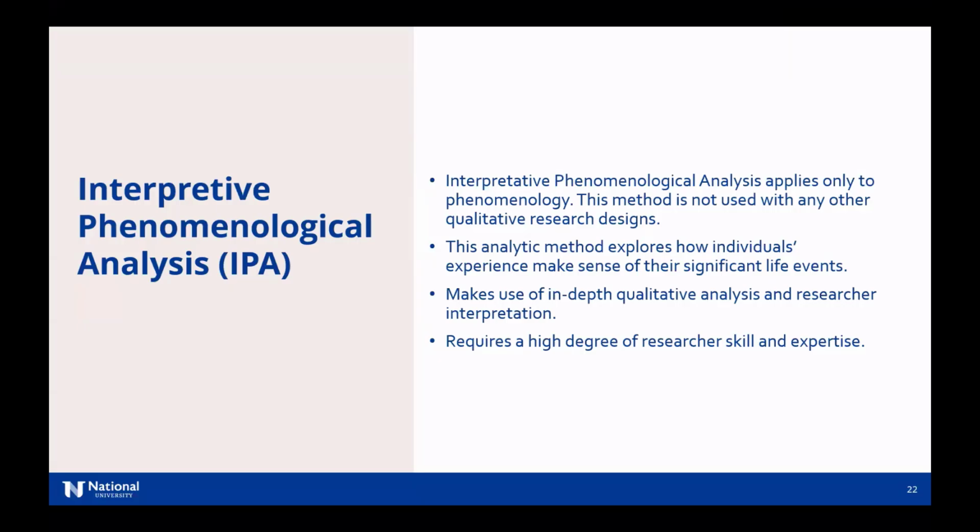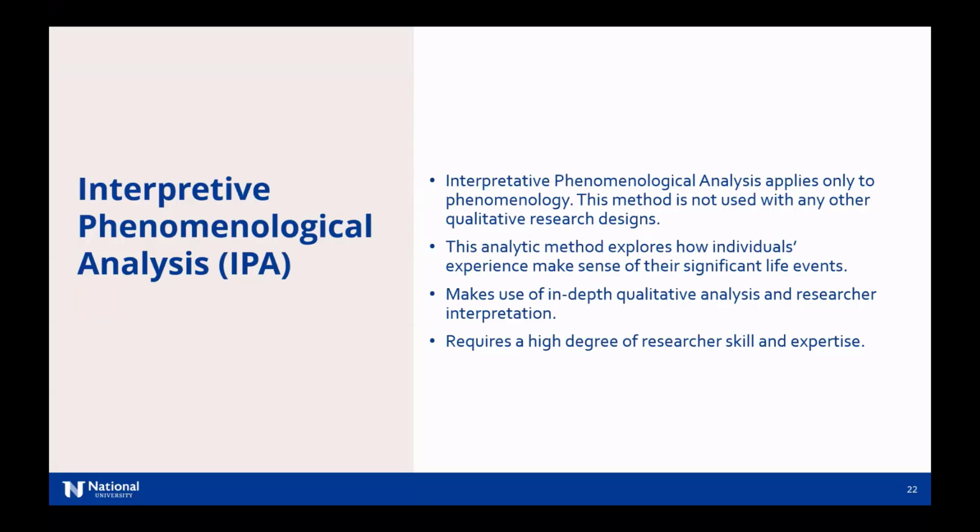Just remember that the qualitative content analysis is only for your document review. It's not going to be used for your interviews or focus groups or any other data collection method, only for documents. Now, moving on to interpretive phenomenological analysis, IPA, this applies only to phenomenology, and the method is not used with any other qualitative research designs.